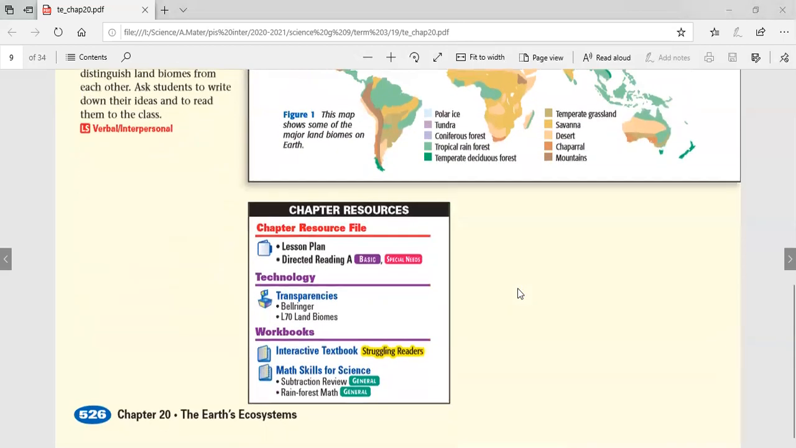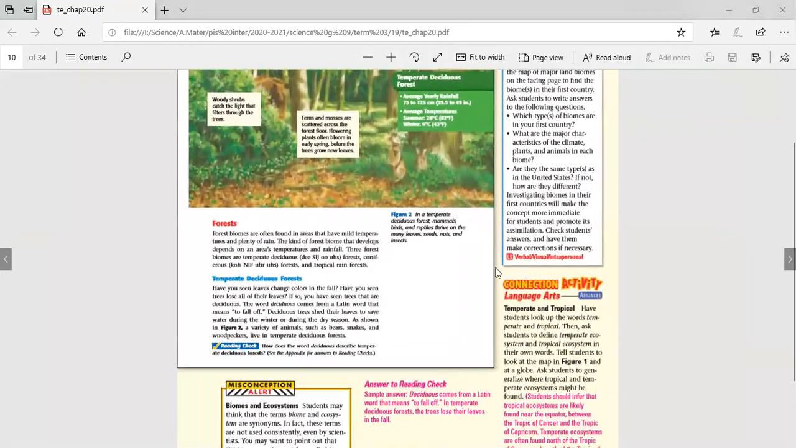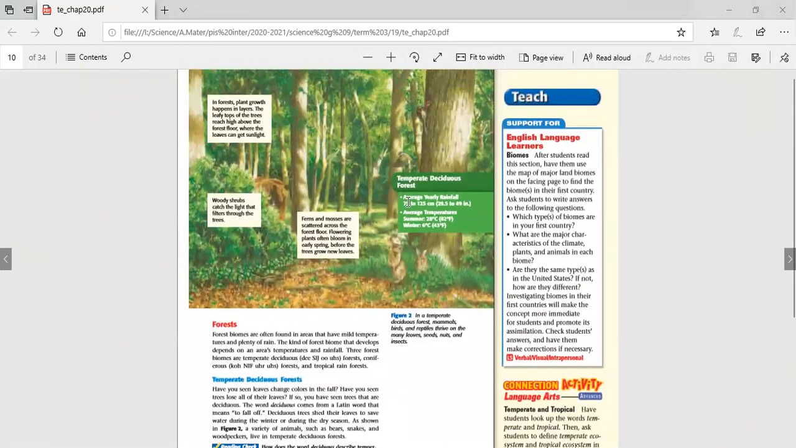So let's start to talk about biomes in detail, or what the different biomes are, okay? The first biome we're going to talk about is the forest. We have different types of forest: tropical rainforest, deciduous forest, and coniferous forest. Once we say the word forest, the first thing that comes to your mind is tall trees. Yes, that's good, because the main element in any forest is the tall trees.